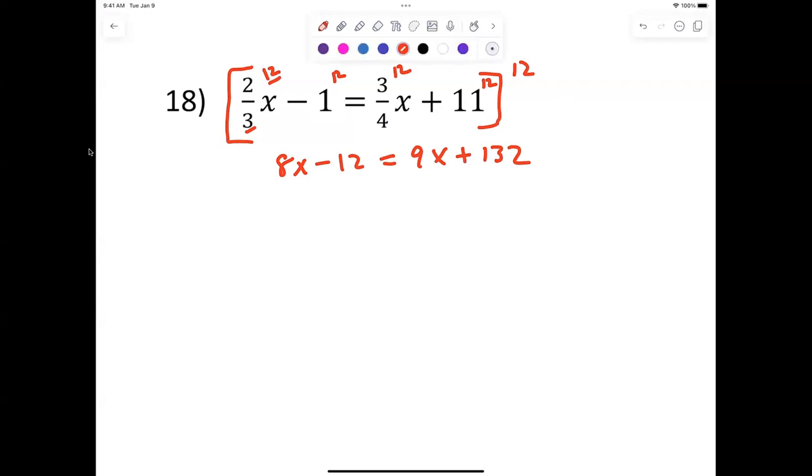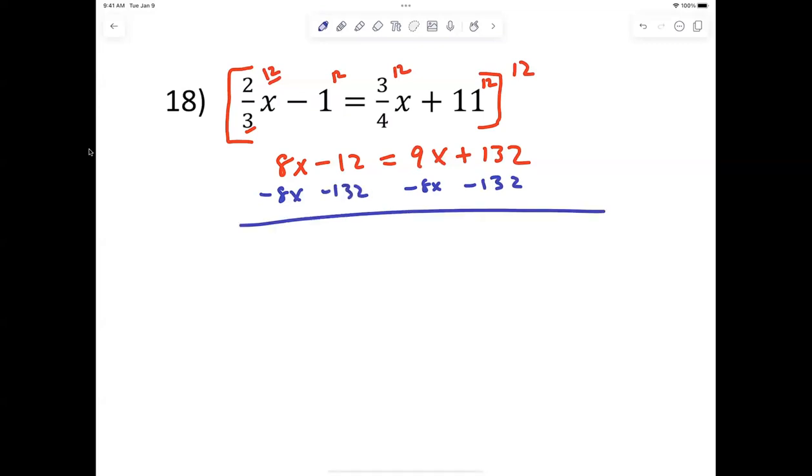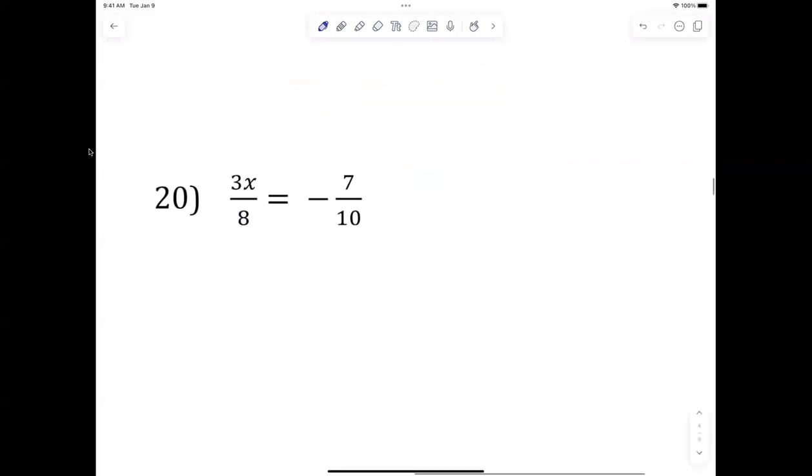Now, I think it's important to keep the x positive. So I did -8x minus 132. -144 equals x. Did I agree with that? X equals -144. All right, that wasn't bad. Let's go 20.